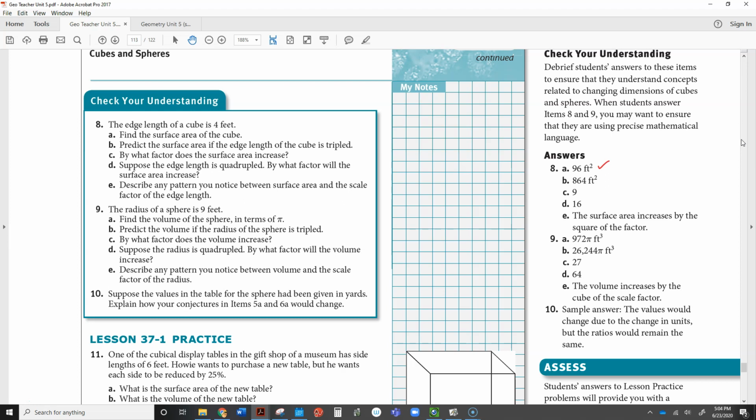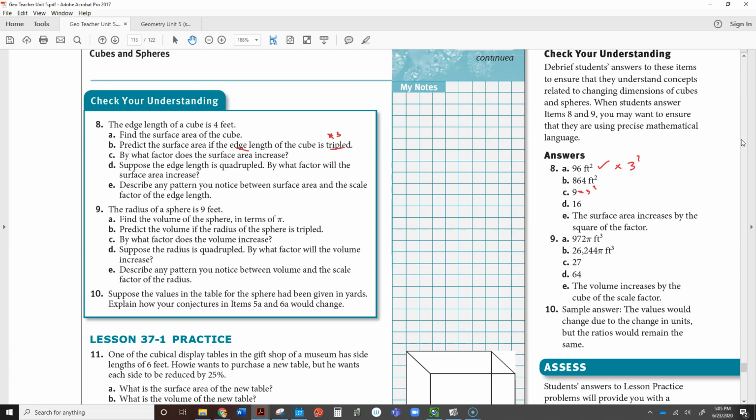So what you should do, the scale factor for the edge right here is tripled, so times 3. But the scale factor for the surface area, you take this and multiply it not times 3, but times 3 squared. That's how you get the 864 square feet. By what factor does the surface area increase? By a factor of 9, which is 3 squared, the scale factor of the edge length squared.